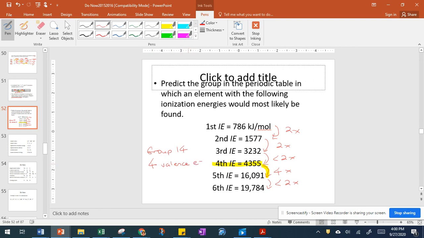And the reason why I'm saying that is typically we don't really consider the d electrons as valence electrons. So I'm just focusing on s and p valence electrons.